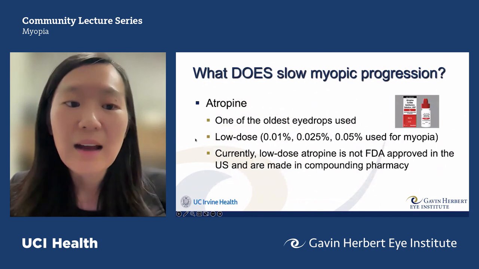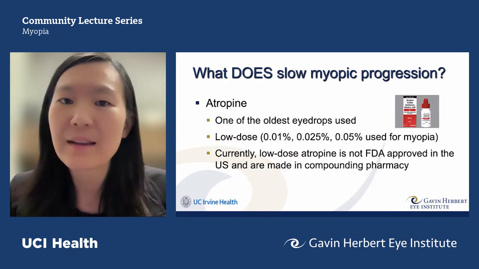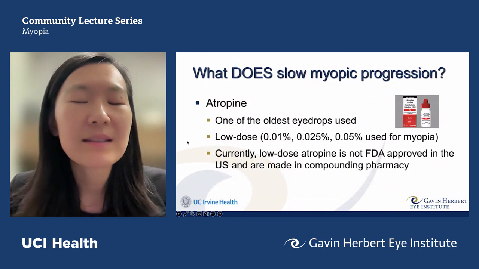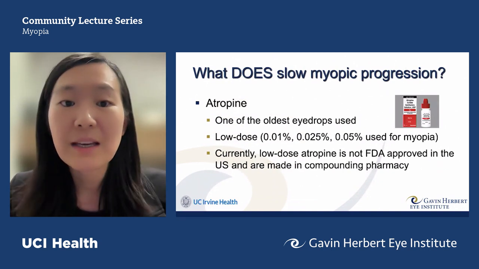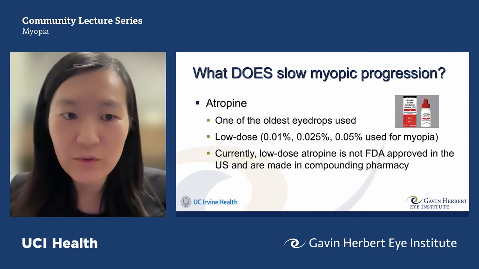Okay. So now we're going to go into the more scientific part, or more of what I do as a pediatric ophthalmologist in slowing myopic progression. One of the more recent studies and more of what we use currently in the pediatric ophthalmologist office to slow myopic progression is this drop called atropine.